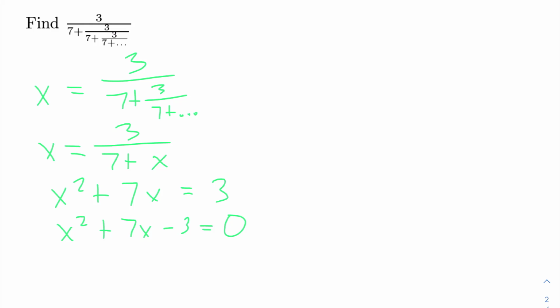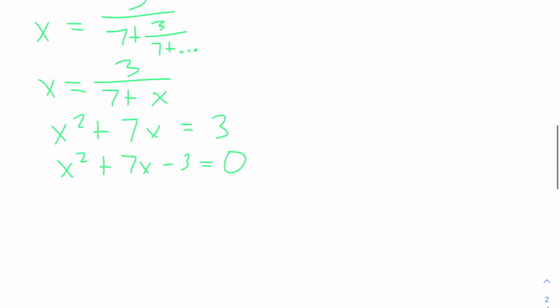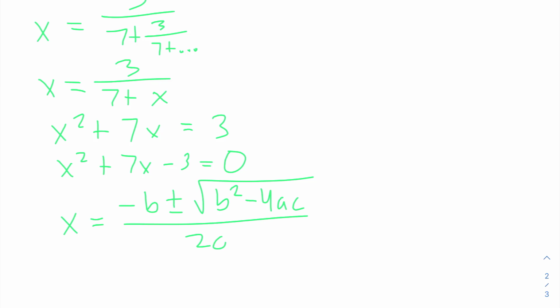Now let's use the quadratic formula to find x. Again, the quadratic formula is x is equal to negative b plus or minus the square root of b squared minus 4ac divided by 2a, where a is the coefficient of the x squared term, b is the coefficient of the x term, and c is the constant term. In this case, a is equal to 1, b is equal to 7, and c is equal to -3.